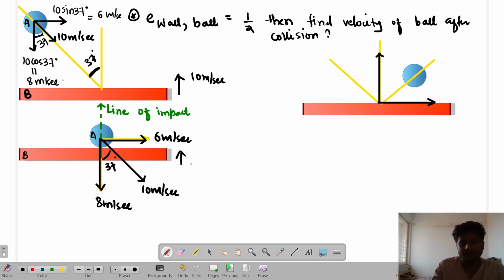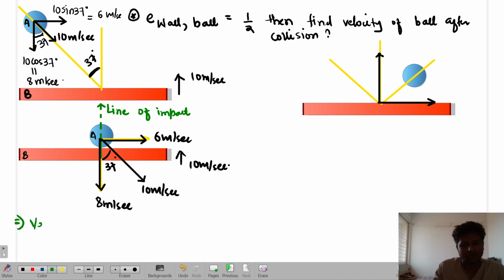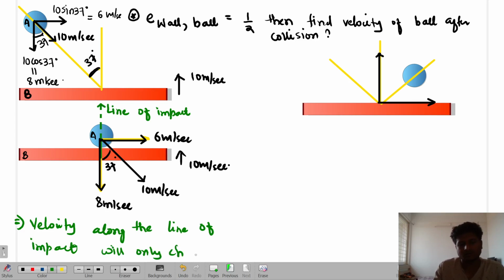And the ball was moving with velocity 10 meter per second. So the conclusion is very simple: whatever is the velocity along the line of impact, that velocity is only going to change, isn't it? Because impulse only acts along the line of impact, so velocity along the line of impact will only change. So this velocity of 6 meter per second is never going to change.